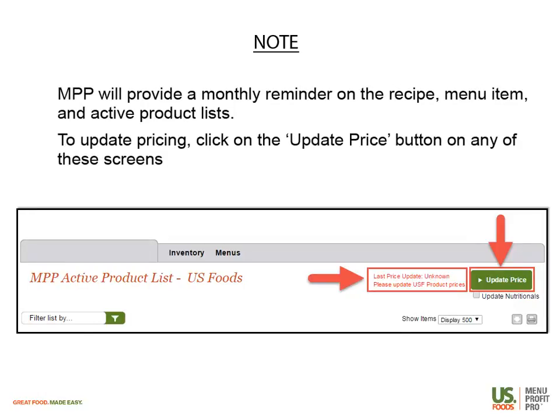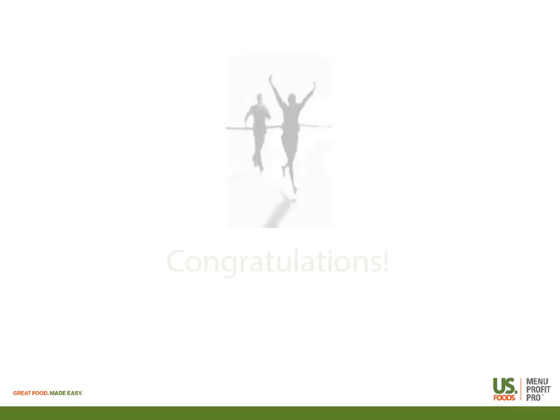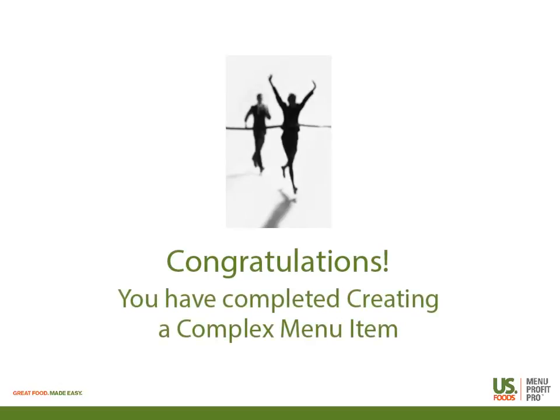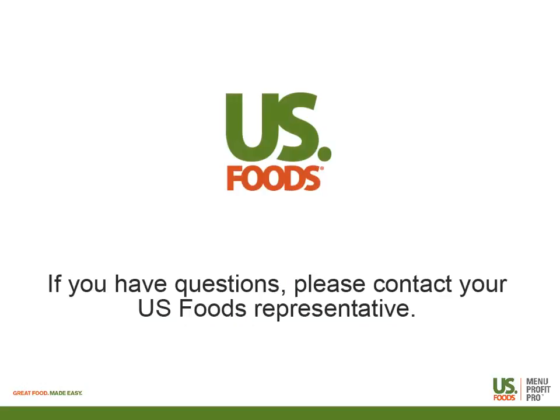MPP will provide a monthly reminder on the recipe, menu item, and active product lists. To update pricing, click the green Update Price button on any of these screens. Congratulations! You have completed creating a complex menu item. If you have questions, please contact your US Foods representative.